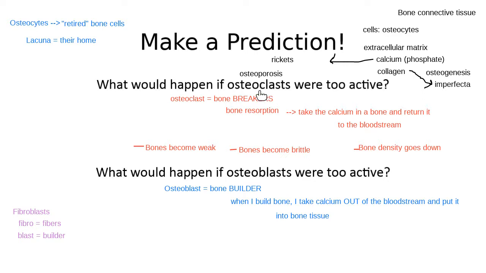So my bone breakers are going through and they are stealing all of the calcium that's in your bone tissue and releasing that back into the bloodstream. Remember, there's a certain amount of calcium that I want to have. I need to have a certain amount of calcium. So if I have that certain amount of calcium, I'm good. If my calcium level gets low, I'm going to tell my osteoclasts to break down my bone tissue to give it to me.